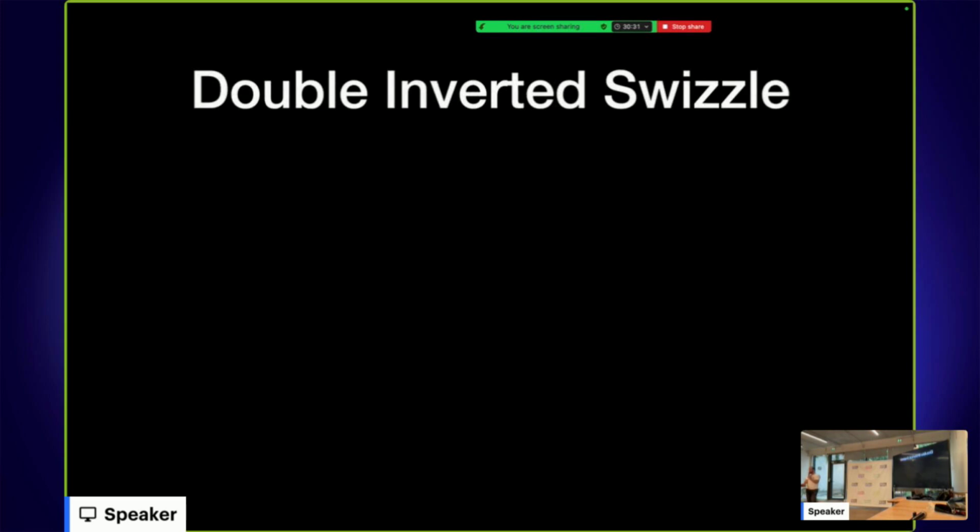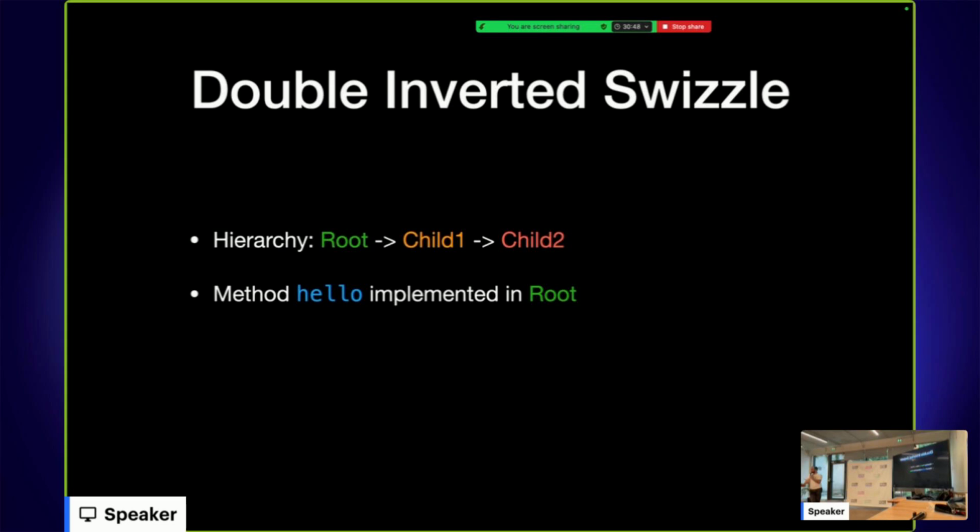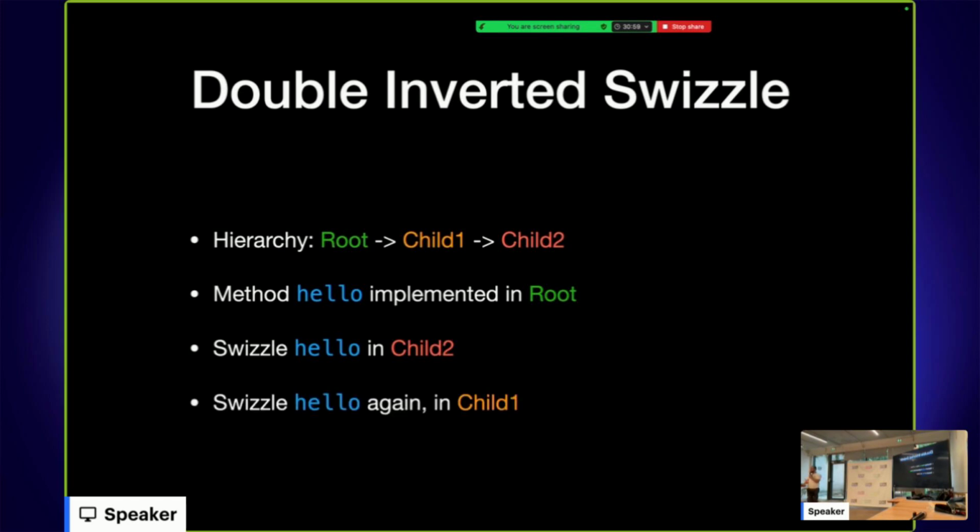Let's get ready for something even more mind-blowing, even I have trouble following. What happens if you have two children? We have a hierarchy, so the root, and then the root has a child, and then the child has another child. Then the root has a method called hello, and then you swizzle hello in the second child, so at the bottom of the hierarchy. And then you swizzle hello again in the first child.